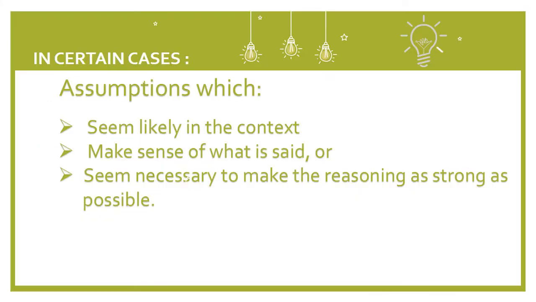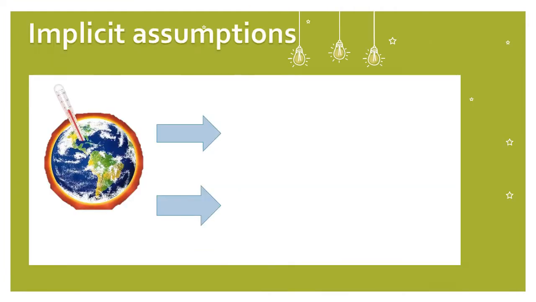Of course, sometimes it might not be easy to know what is assumed. In these cases, general strategies are what we should attribute to arguments, explanations, and so on. We observe the assumptions which seem likely in the context, make sense of what is said, or seem necessary to make the reasoning as strong as possible. Let's see an example of how general rules work with an easy question.